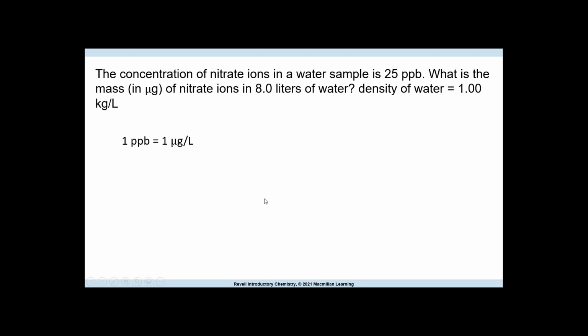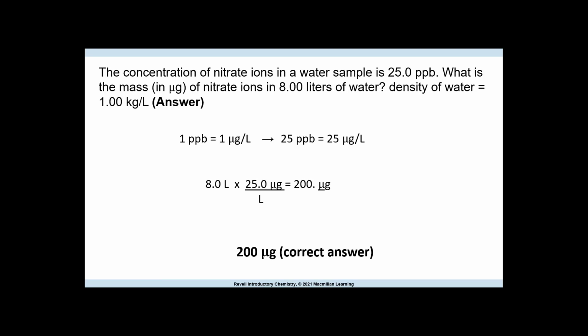The concentration of nitrate ions in a water sample is 25 parts per billion. What is the mass in micrograms of nitrate ions in 8 liters of water? So let's plug this in. Now what do we have? What do we know? We know that 1 part per billion is 1 microgram per liter. So I changed it here to 25 micrograms per liter. Now it's asking for 8 liters of water. So 8 liters of water, we set that up, and then we use our conversion. And that tells us it has 200 micrograms. That's the mass of nitrate ions in this.